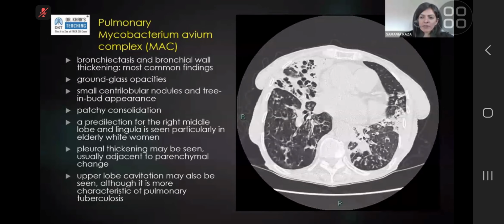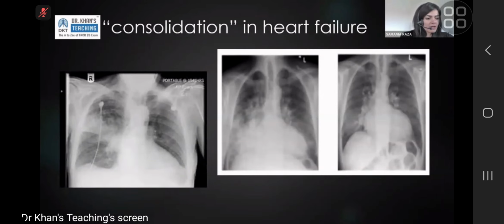Is the middle lobe and lingula predominantly involved? That's a very big tick for NTM and not TB.